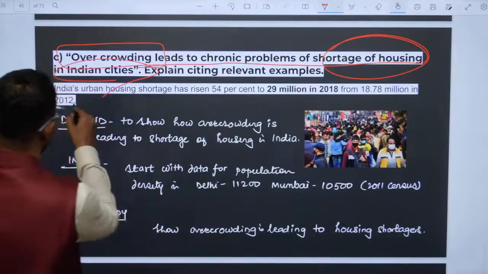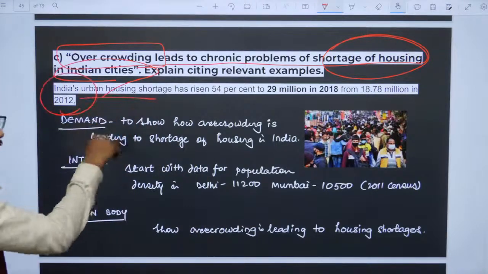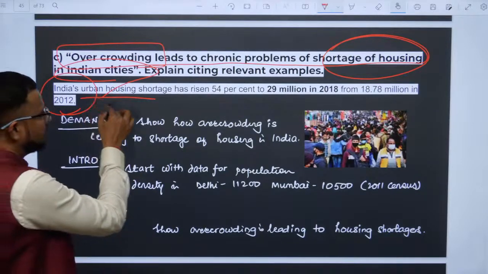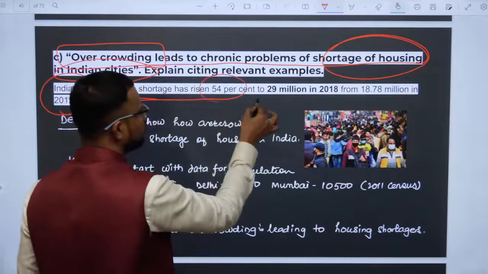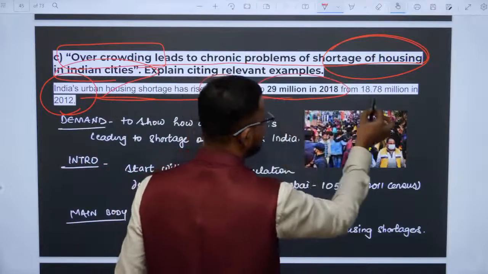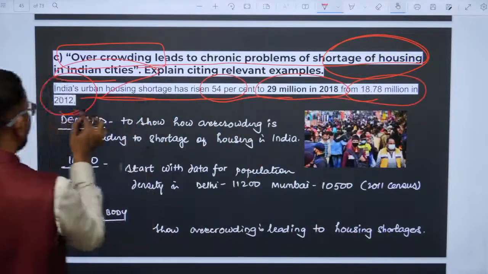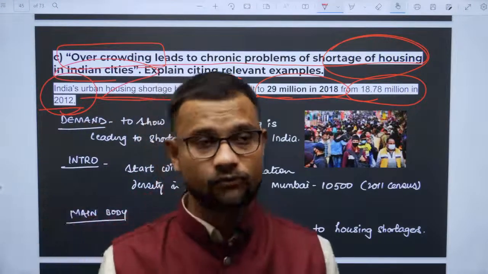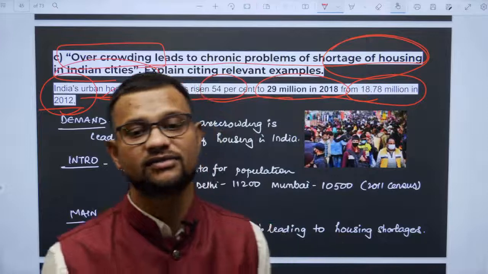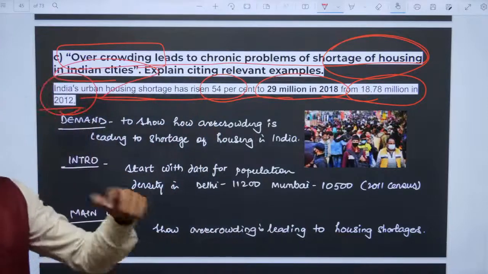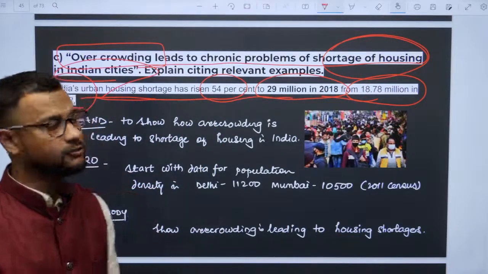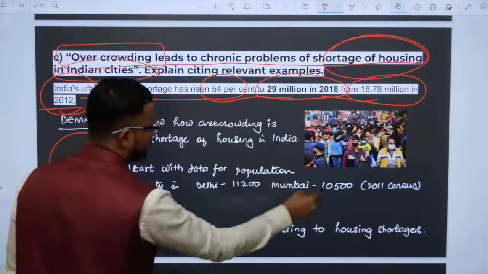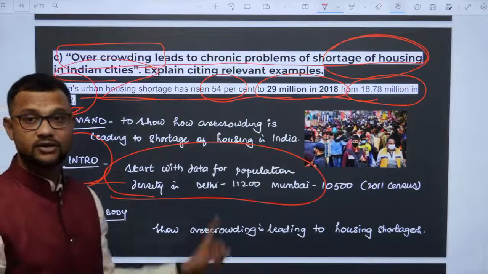Okay, so have a look over some data. Now data over here makes your argument stronger, right? So India's urban housing shortage has risen from 18 million in 2012 to 29 million, मतलब almost 54% it has increased. It is due to the rise in population. Now what you need to write in the introduction? Start with the data, right? It would be better if you start with the data for this kind of question.